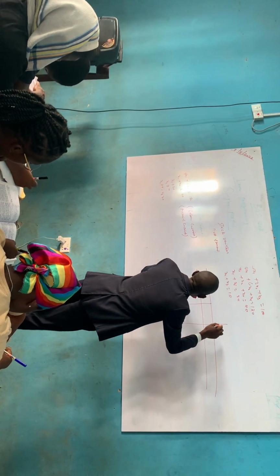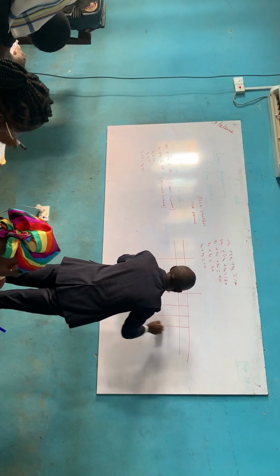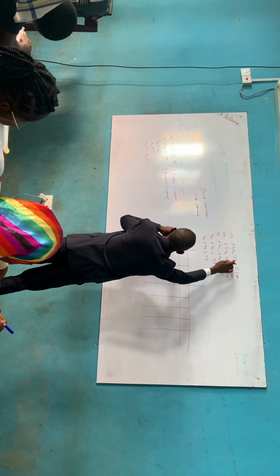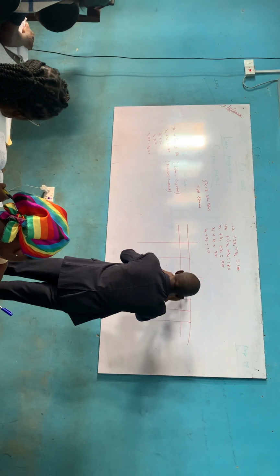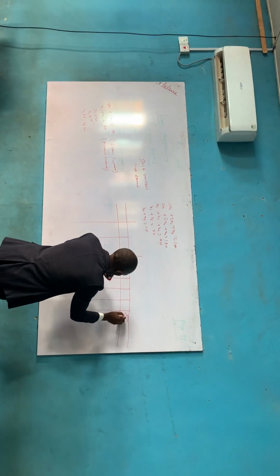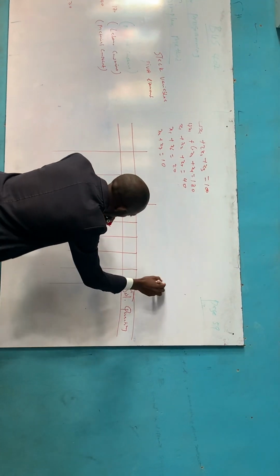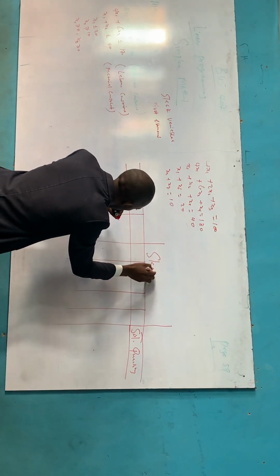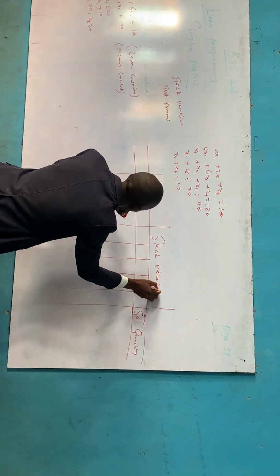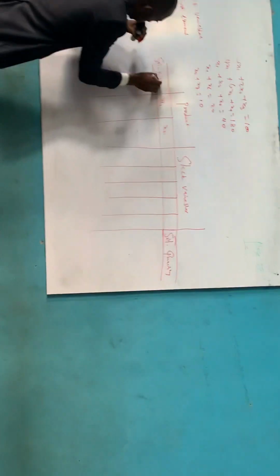So how many slack variables do you have? 1, 2, 3, 4, 5. So this is the solution quantity. This is your slack variable. This is your product. The product is S1 and S2. And this is the solution variable.